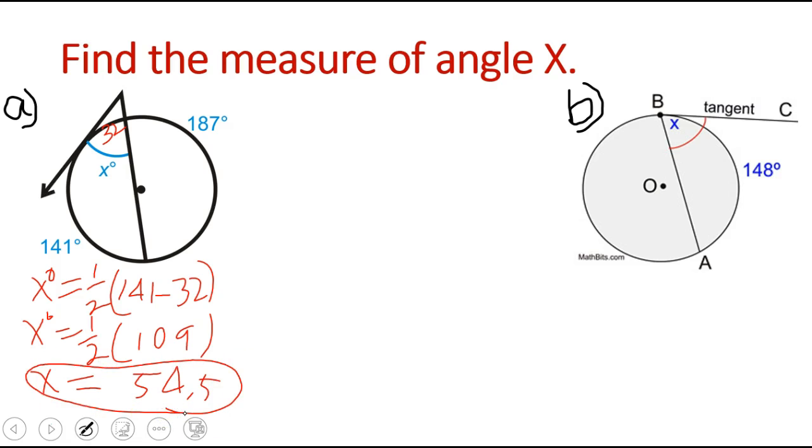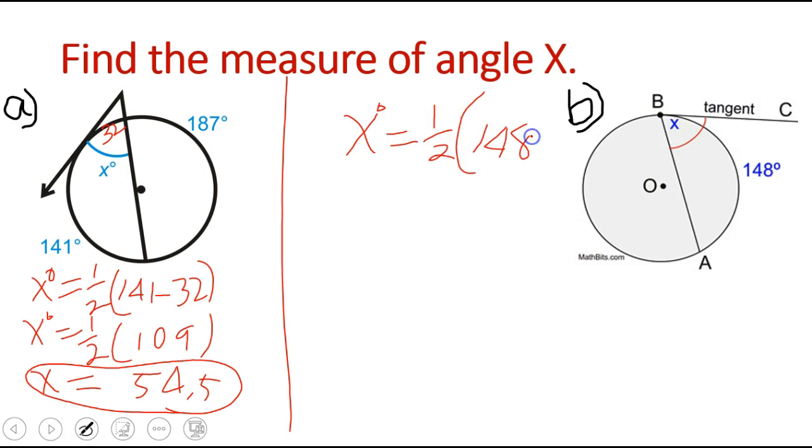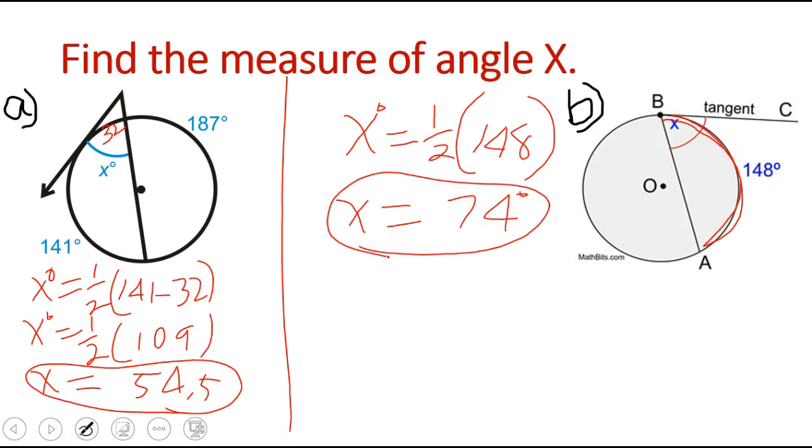But over here, x is going to be 1/2 of the arc, the arc inside that, which is this arc that is inside, because the vertex is on the circle. So that will simply give you 74 degrees. Okay, that's that.